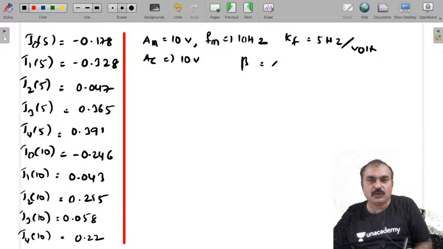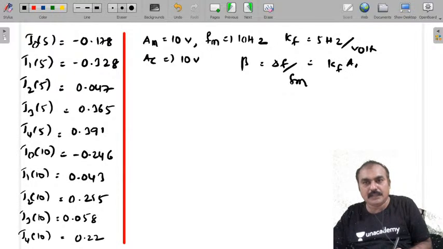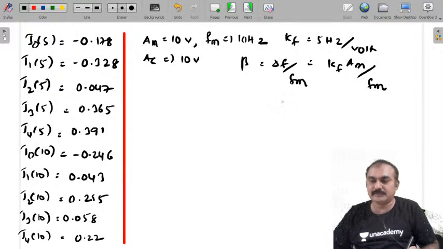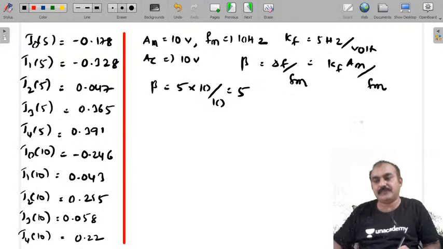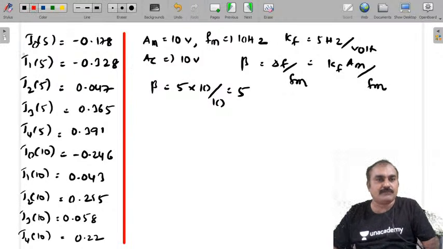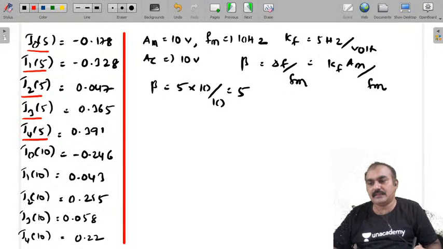Beta equal to del F by FM. But what is del F? Del F is KF into AM, and then divided by FM, my dear students. Del F equal to KF, which is 5, into AM value, which is 10, divided by FM, which is again 10. So we are getting beta as 5. So always we need to use only the beta value of 5. You are going to use only these beta values.